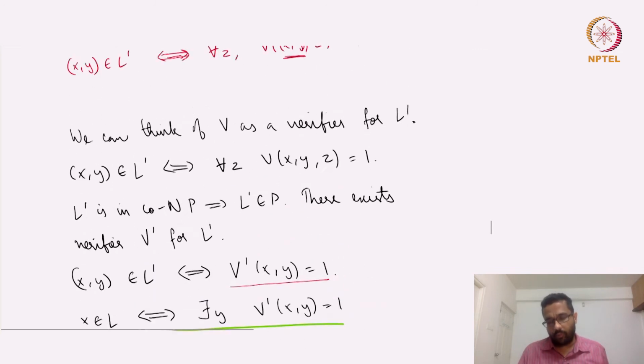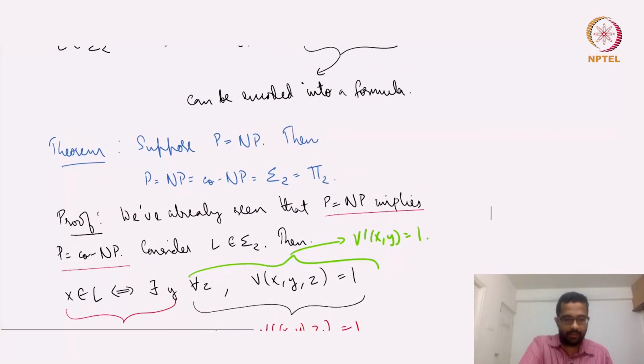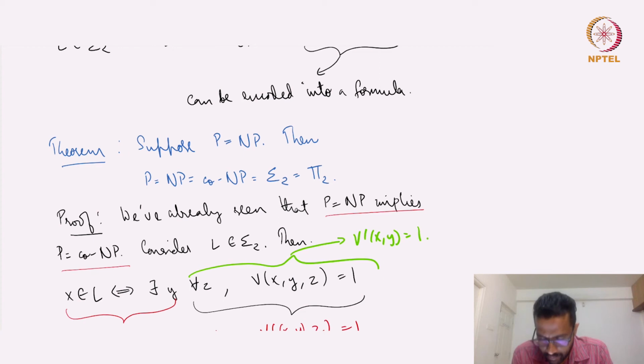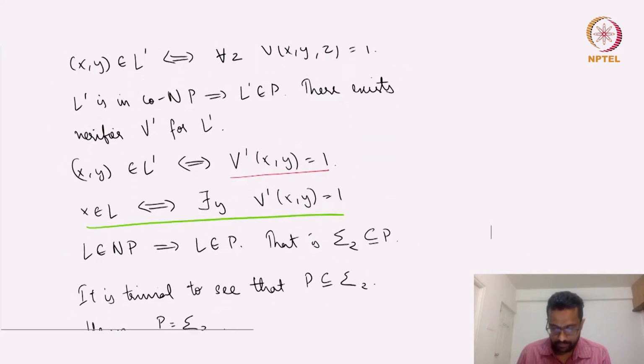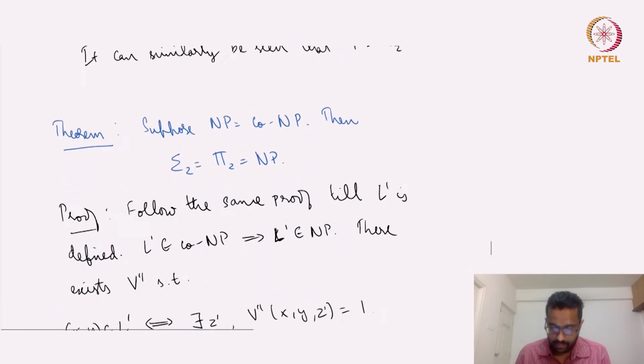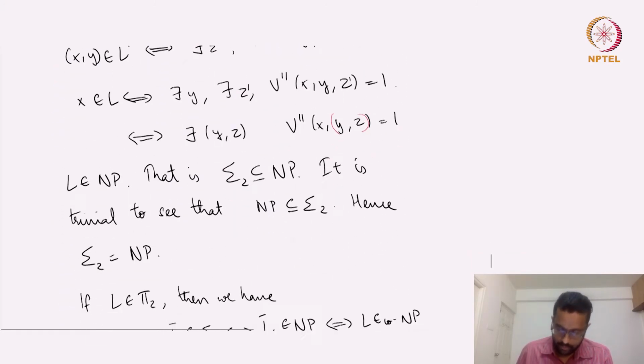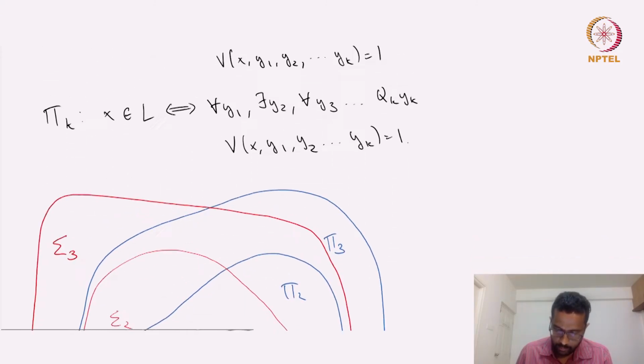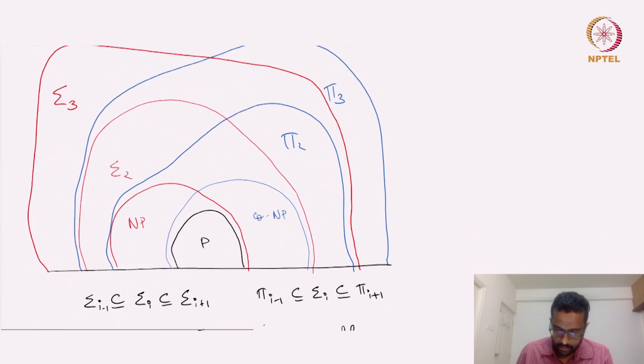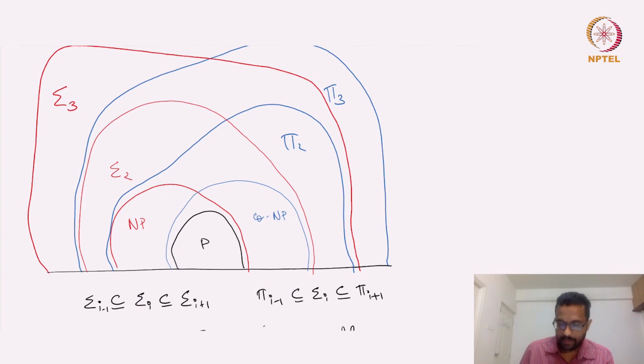So what does it mean? Just to give a high level view, take a step or two back. It means that if P equal to NP, then co-NP also is equal to P or NP. Both of them are equal. Sigma 2 is also equal to P or NP, and pi 2 is also equal to P or NP. Right? So maybe just one second before we proceed. Let us try to see how P, NP, sigma 2, etc. are located.